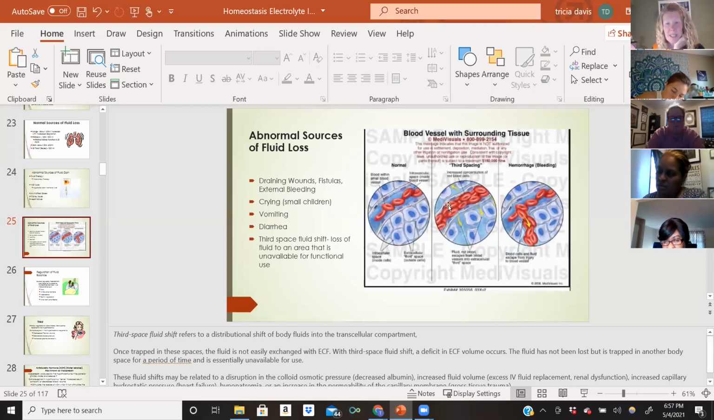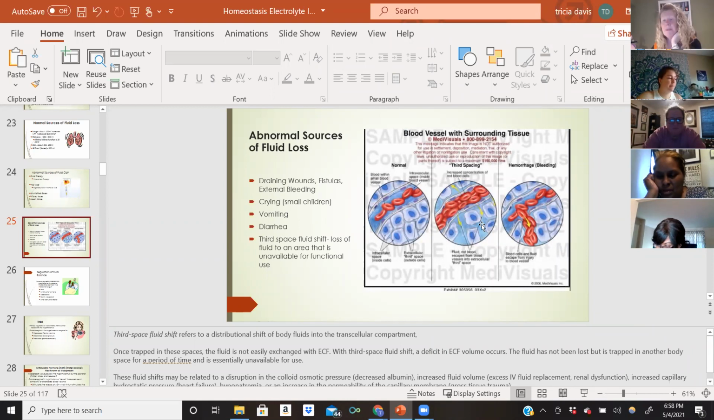So if you look on the slide, look at the middle slide here, this is all the interstitial fluid. So it's outside of the vein there, the plasma, and it is outside of these cells. So it's the extracellular fluid, but it's our interstitial area between the cells. So fluid can shift out and get stuck in this area and we can't do anything with it.